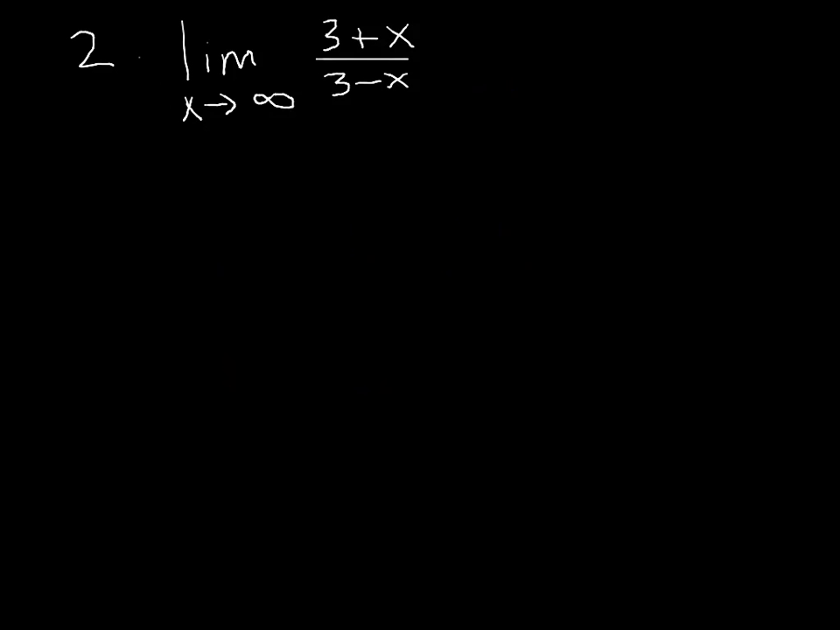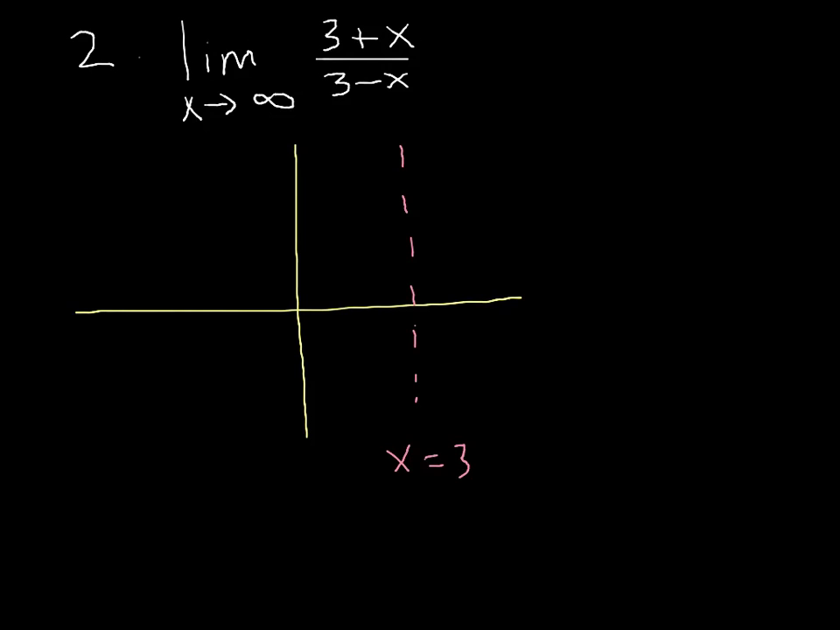Okay. The limit as x approaches infinity of (3 plus x) divided by (3 minus x). Let's think about what the graph of that would look like and see if we can get the limit from the graph. 3 minus x means I'm going to have a vertical asymptote. x cannot be 3. So we'll have a vertical asymptote out here at x equals 3.